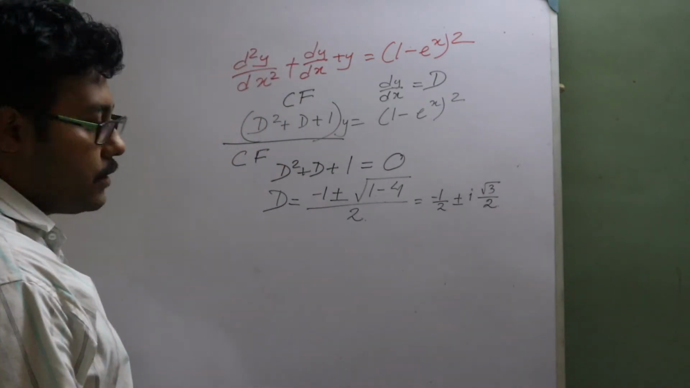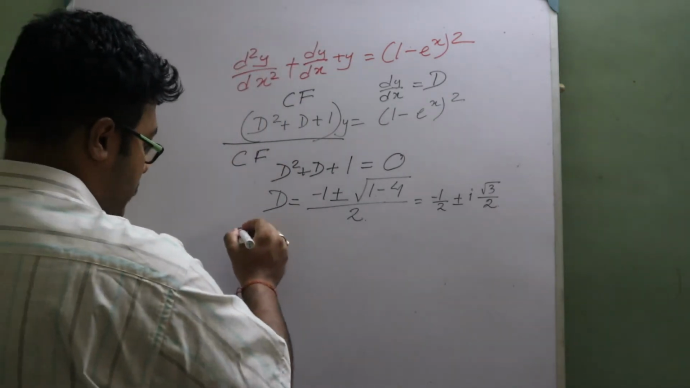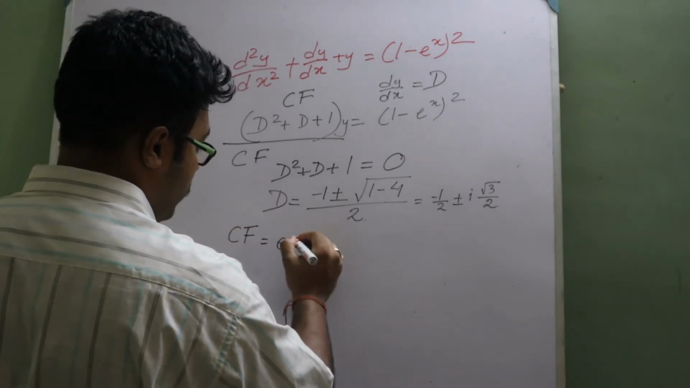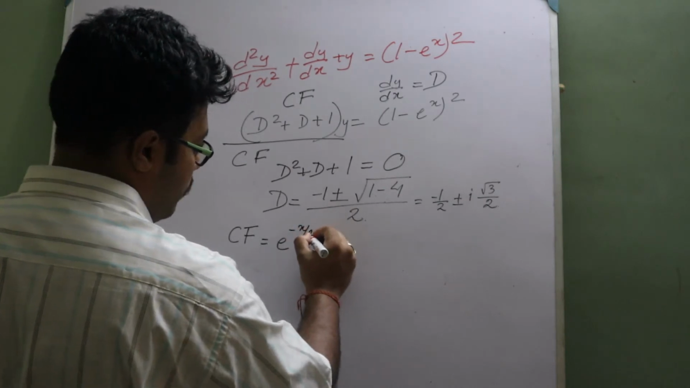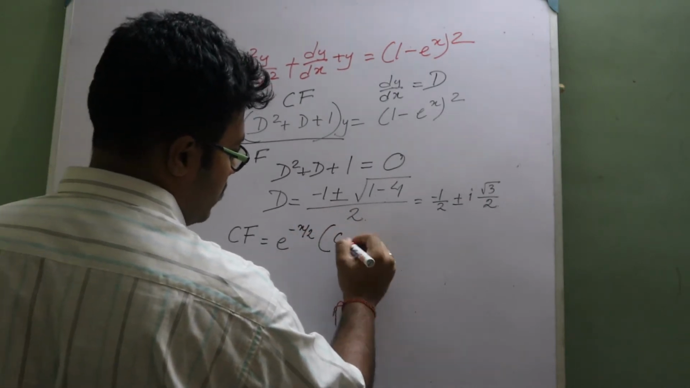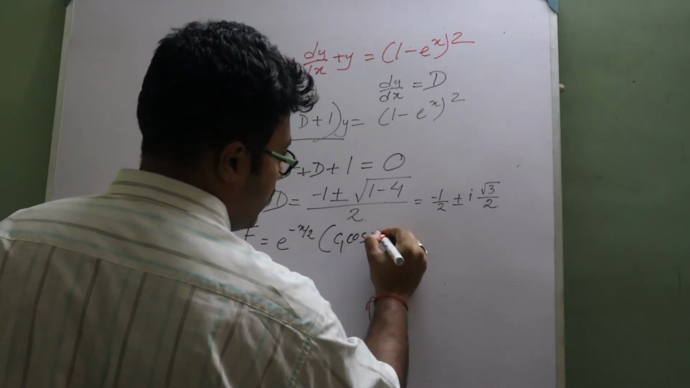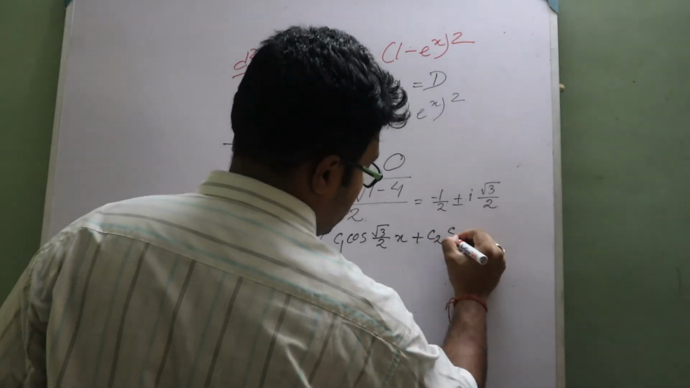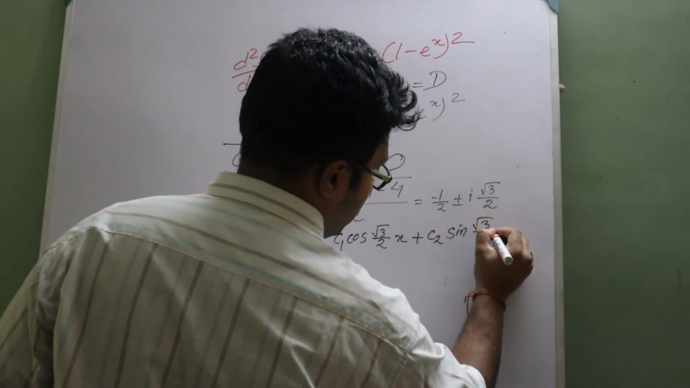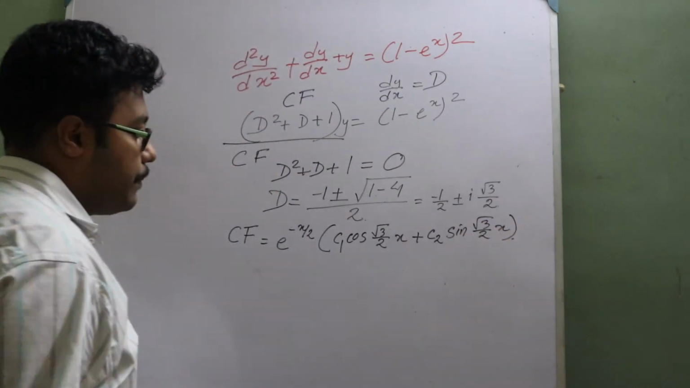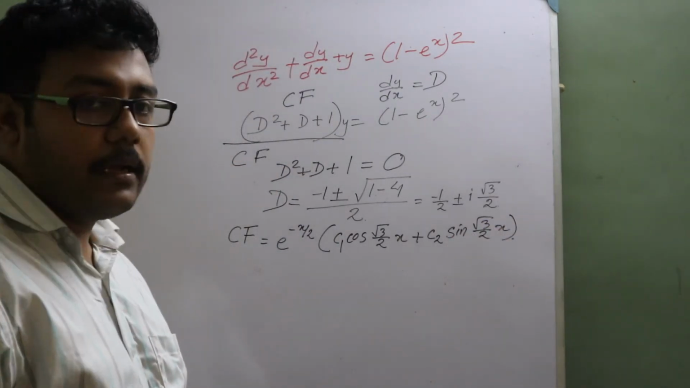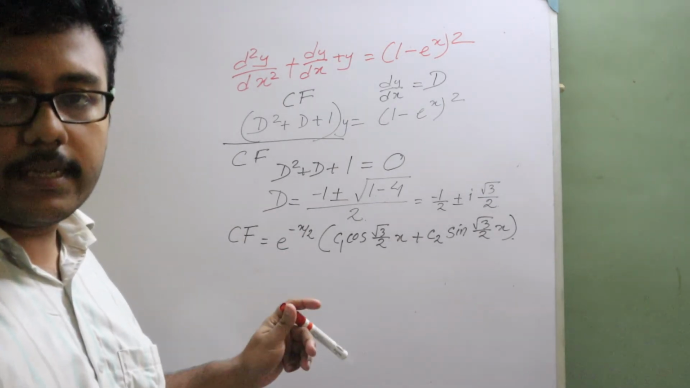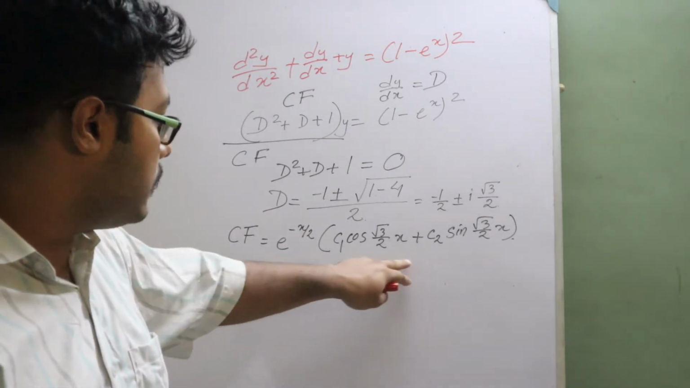Alright. So as in the previous session, CF is equal to e to the power minus x by 2 into C1 cos of root 3 by 2 into x plus C2 sine of root 3 by 2 into x. So how I found this, please check the previous session on this same topic. You will find out how I got this answer.